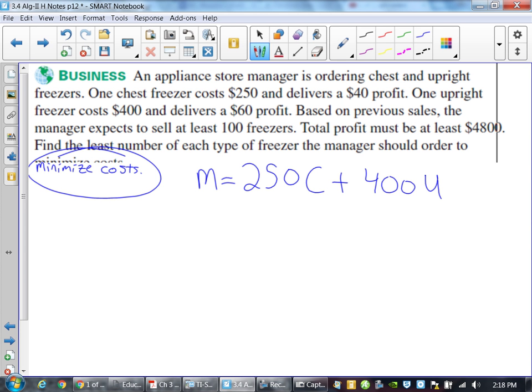All right. So we have our profits. We know, well, first of all, we know our C value has to be greater than or equal to 0. Our upright freezers has to be greater than or equal to 0. And we also know that how many total sales of the two combined should there be? 100. We also know that the C plus U has to be at least 100. So is it going to be less than or equal to 100 or greater than or equal? Greater than.